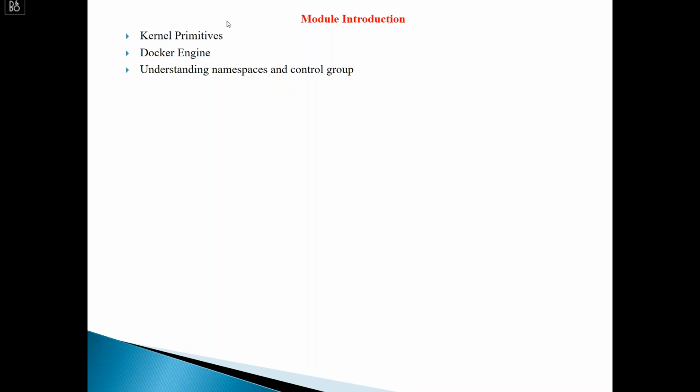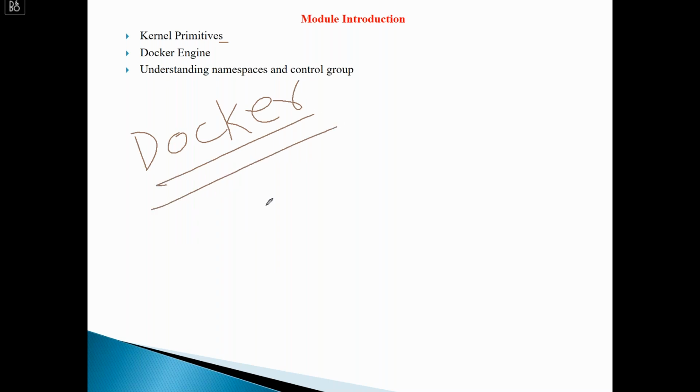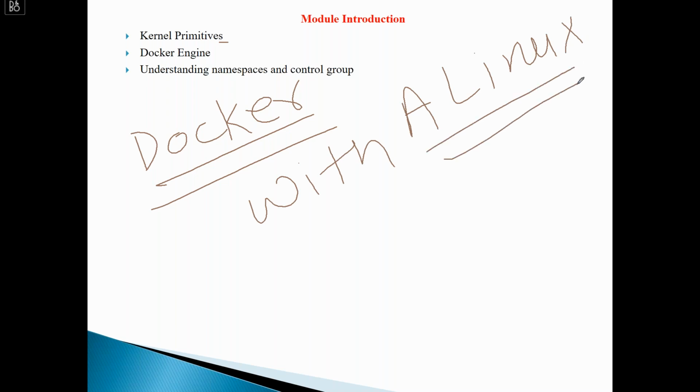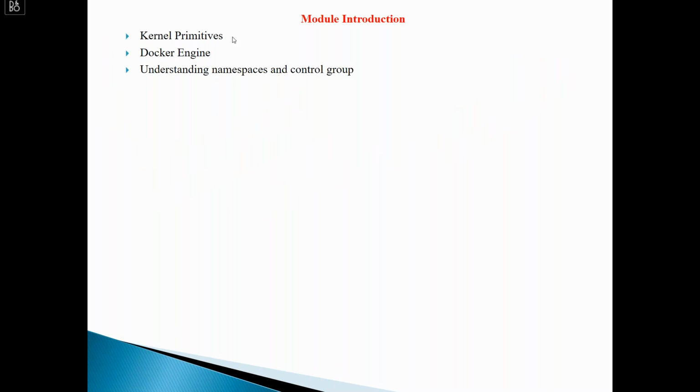First of all, you need to understand kernel primitives. In my case, I want to proceed with Docker on Amazon Linux, but as per your requirement, you can proceed differently. As I said, Docker supports Linux, Windows, and Mac operating systems. In this session, I want to go for Docker with Amazon Linux. And you need to understand the background process, how Docker works. These are all important things: kernel primitives, Docker engine, understanding namespaces, and control groups.